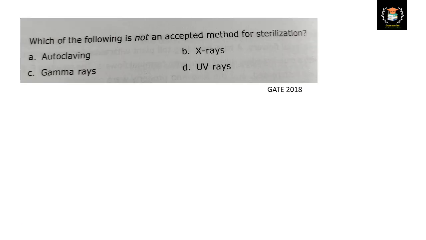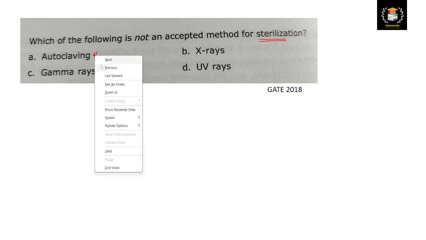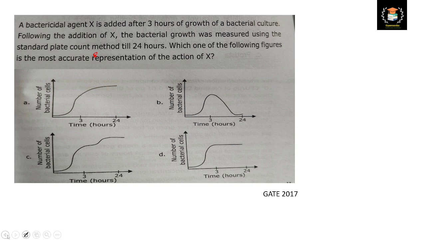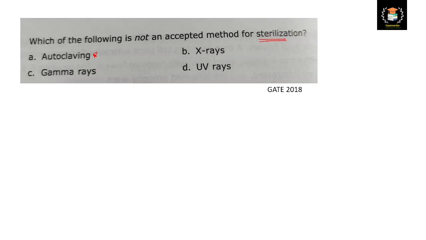Next question. Which of the following is not an accepted method for sterilization? Autoclaving, I told you, is a good method of sterilization. Gamma rays are also a good method of sterilization. X-rays are similar to gamma rays, which are ionizing radiation, which is also a good method of sterilization. So the one remaining here is UV rays. UV rays do not sterilize, they just eliminate a few organisms. It is not an accepted method for sterilization. So the correct answer here is UV rays. This has come in 2018.